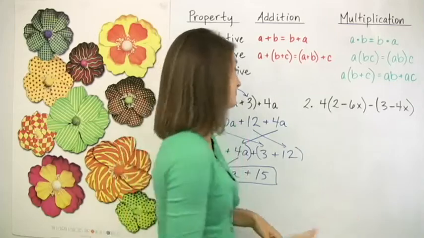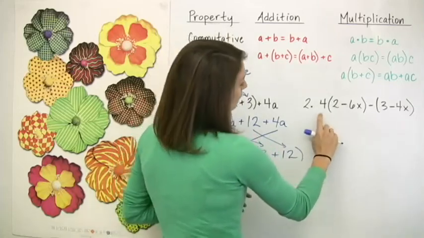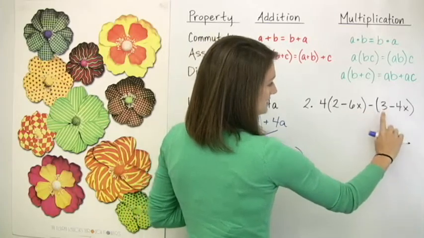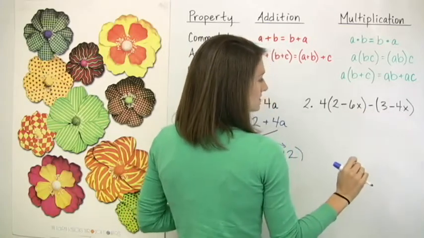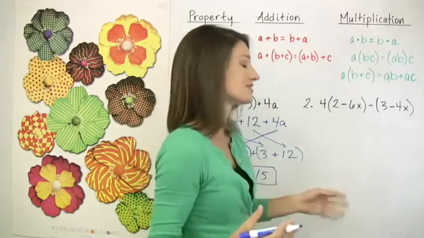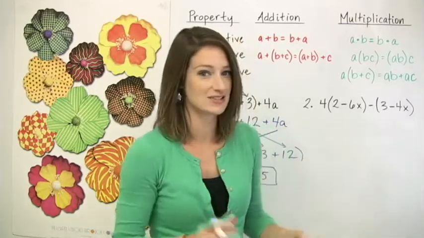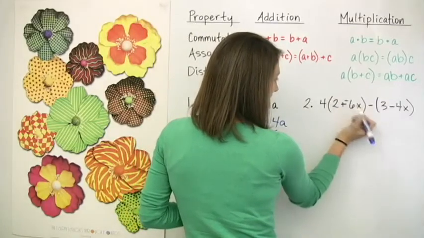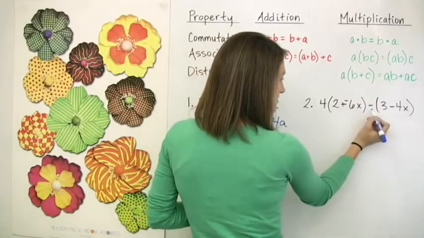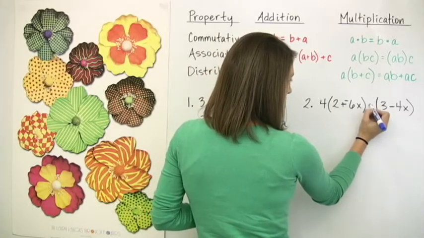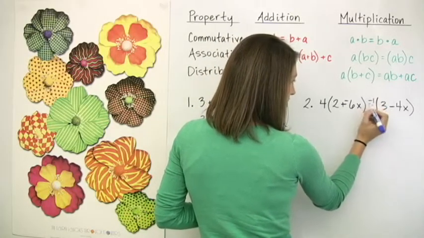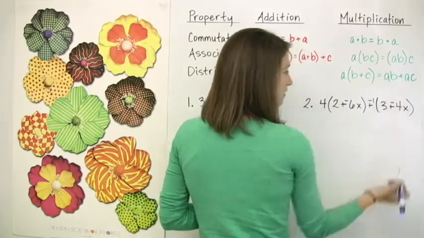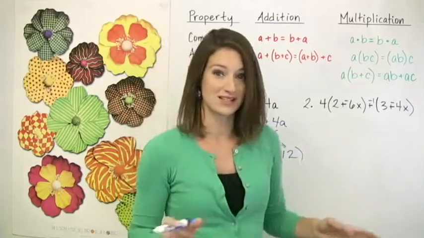Let's try another one. So here we have 4 times the difference, 2 minus 6x, minus the difference, 3 minus 4x. So the first thing that I'm going to do here is I'm going to change all my subtraction signs into additions plus a negative. So here we're going to add negative 6x. This subtraction sign here is as if we were adding a negative 1 times this quantity. And then this subtraction is adding negative 4x. That'll make the math a little bit easier to work with.